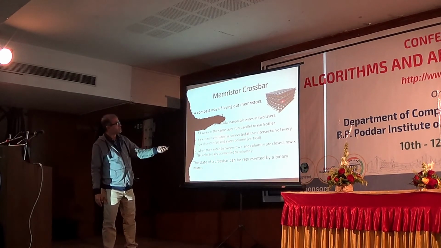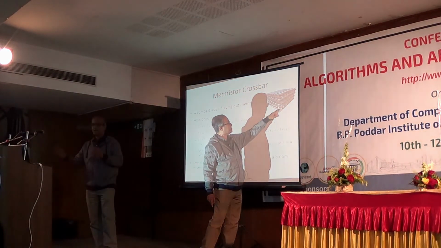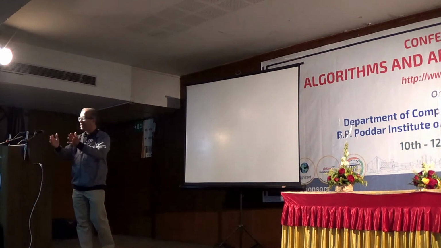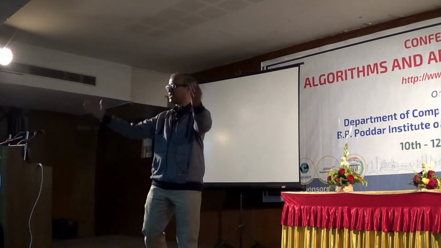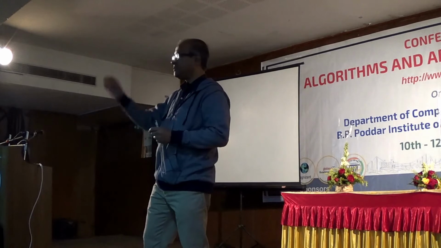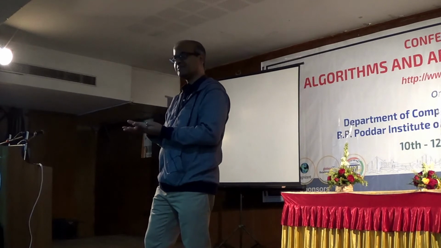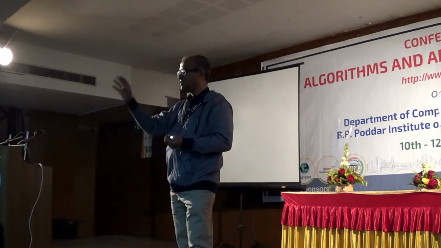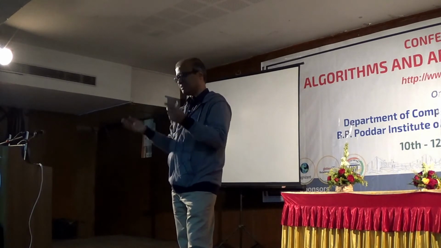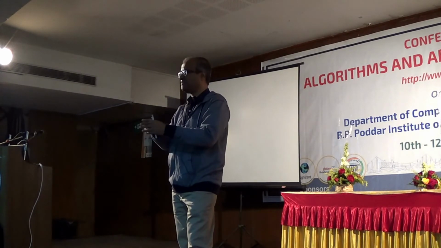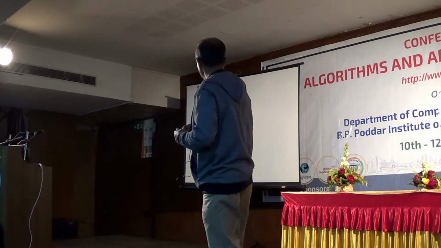Crossbar, as I said, looks like this: rows, columns with memristors fabricated in between. A memristor crossbar is a very compact way of laying out the memristors. You can imagine a matrix-like structure, rows and columns, with memristors sitting at every junction. I am treating the whole thing as a memory. Some of the memristors are in state 0, some in state 1. So the whole crossbar can be represented by a binary matrix with elements 0 and 1. 0 indicates off and 1 indicates on.